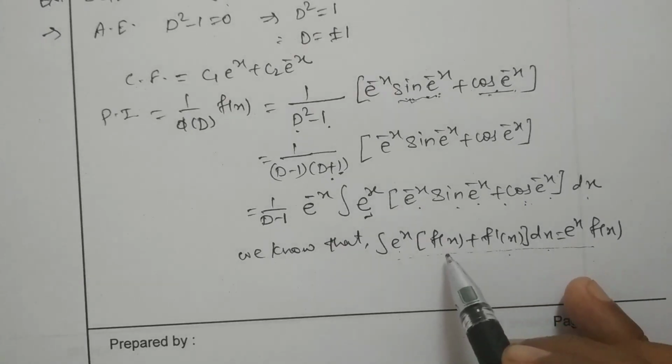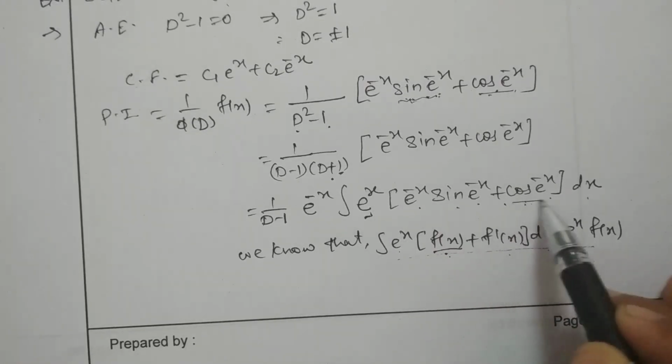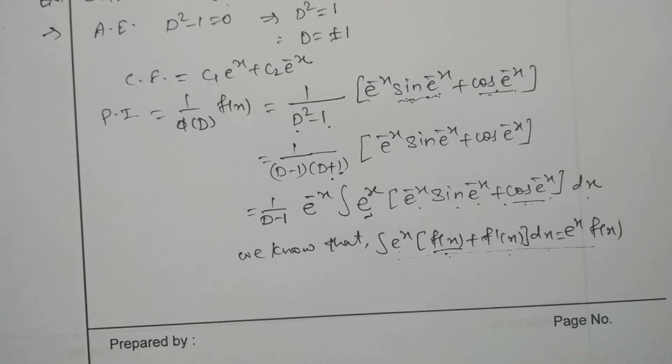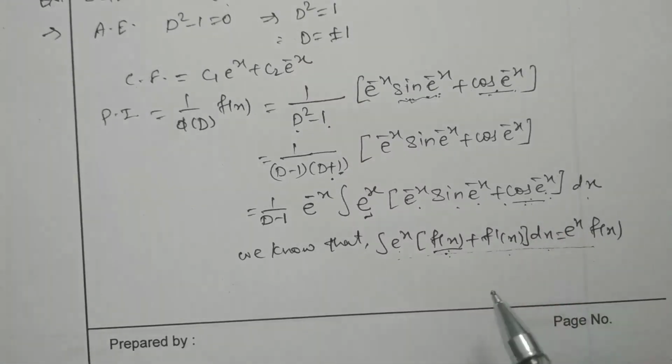So we have to check whether this formula is applicable. For that, let f of x be cos of e raised to minus x. If f of x is cos of e raised to minus x, then our f dash of x should be this. So we check whether f dash of x is this.